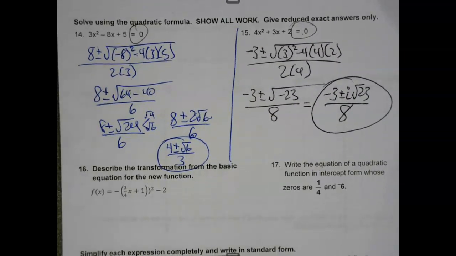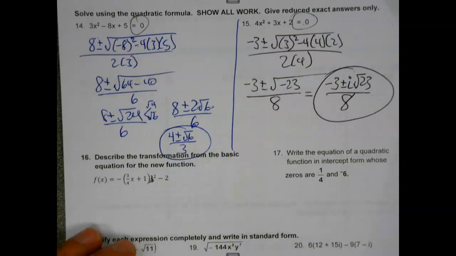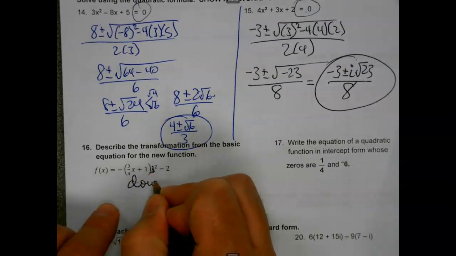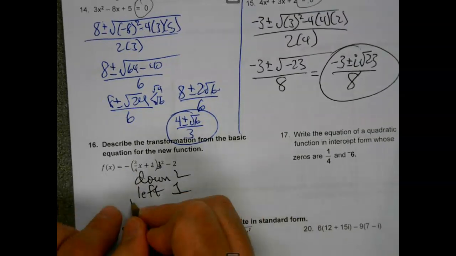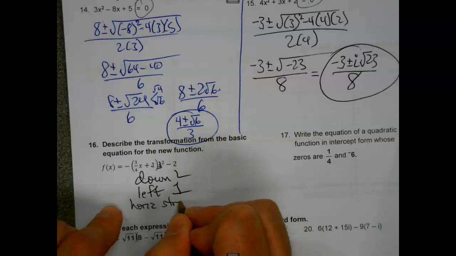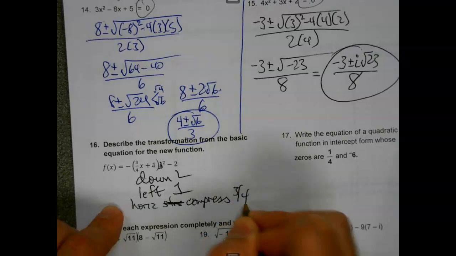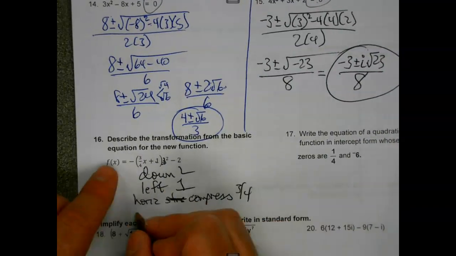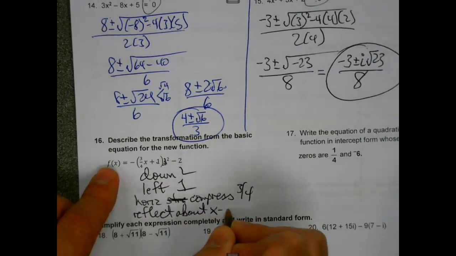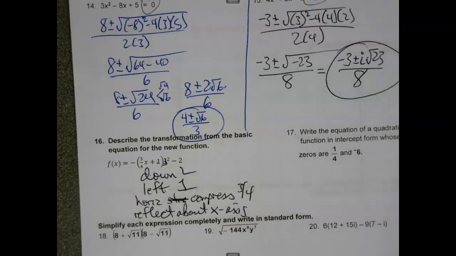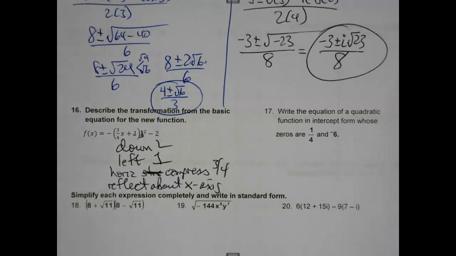Describe the transformations from the basic equation for the new function. All right, well, we got a lot going on here. So we got down 2. We got left 1. We have a horizontal stretch. Nope, that's a compression. Compression of 3/4 because it's less than 1. And the negative on the outside means we're going to reflect about the x-axis. And again, you have that chart in your notes that talks about these. No, you cannot use the chart on the test, but it can help you kind of get going here.